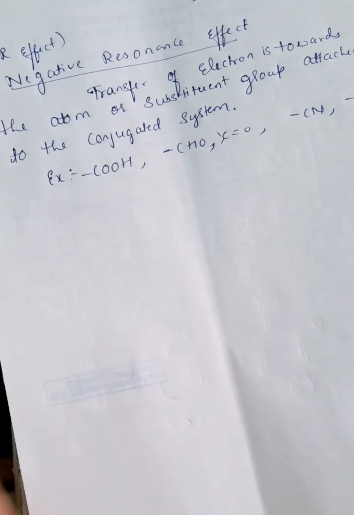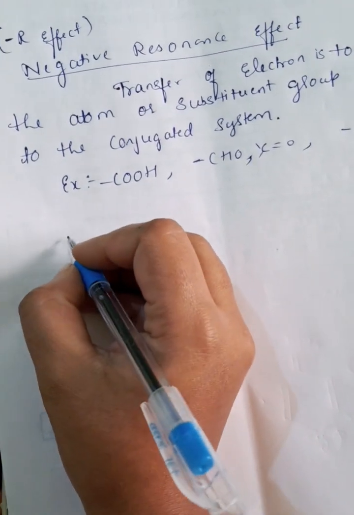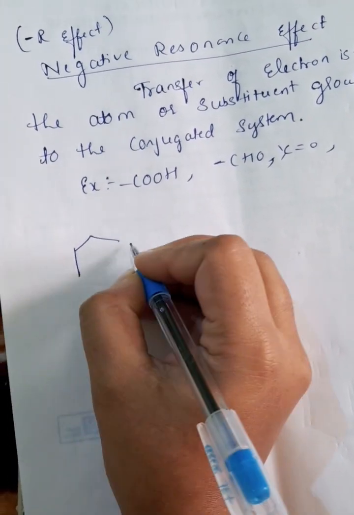Now let's take an example of the minus R effect also. So I will take a benzene ring.